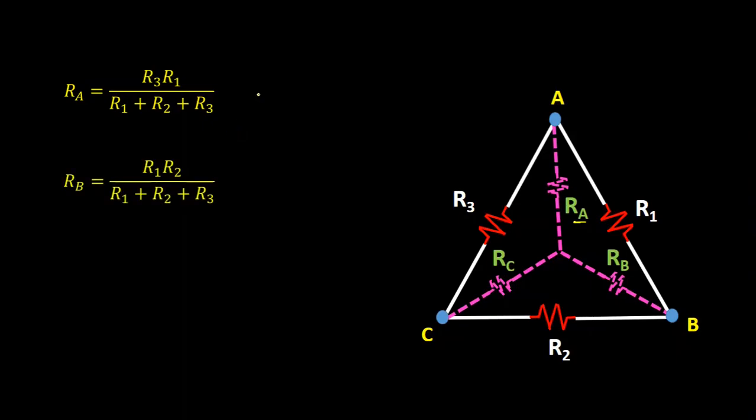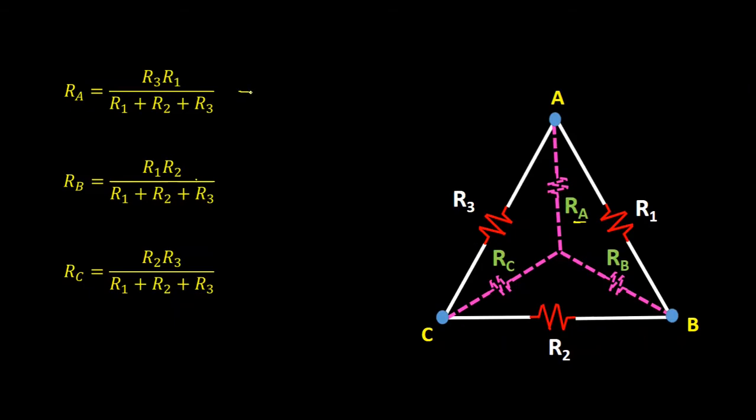Now what is RB? RB will be equal to opposite resistances multiplication. So here we have R1 and R2. So RB will be equal to R1 R2 whole divided by sum of all the resistances, means R1 plus R2 plus R3. Then RC will be equal to multiplication of the opposite resistances, means R3 into R2 divided by sum of all resistances present in the delta network, that is R1 plus R2 plus R3. So in this way we can find out the resistances for star connected network from the delta connected network directly from the circuit diagram.